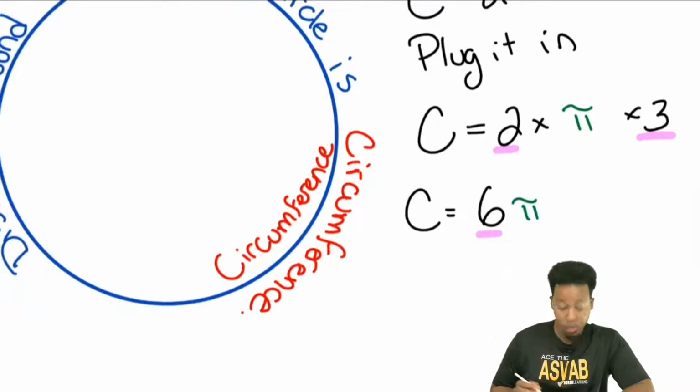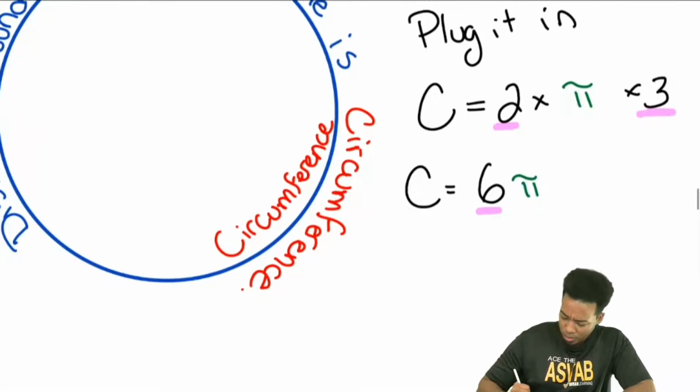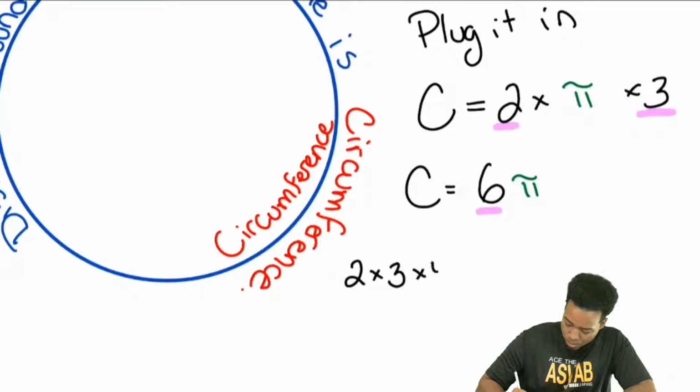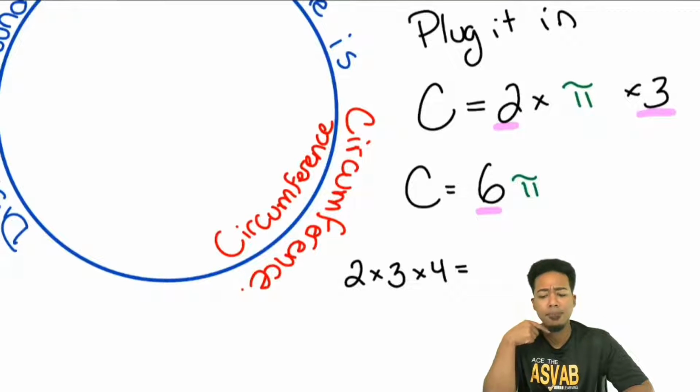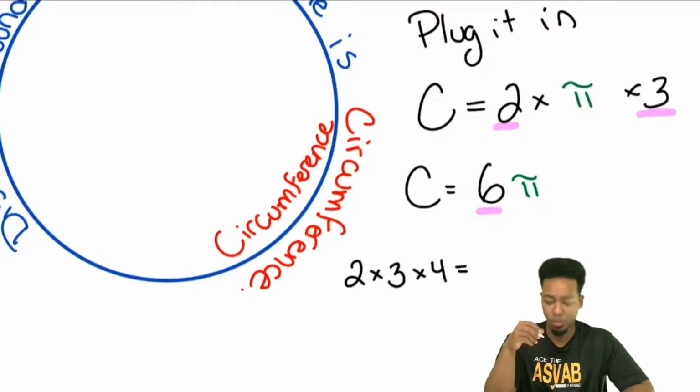So here, long story short, everyone, do me a favor. Can you calculate for me what 2 times 3 times 4 is? What's 2 times 3 times 4? 24, because 2 times 3 is 6. 6 times 4 is 24.